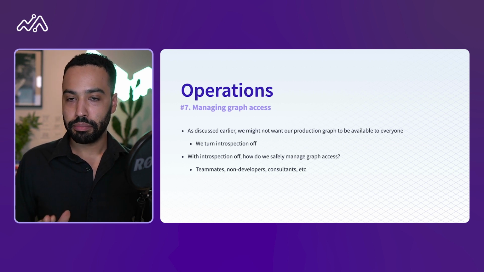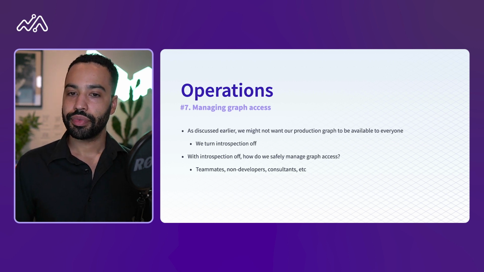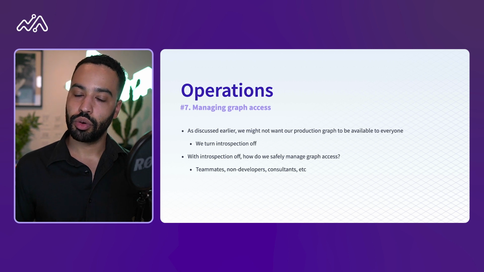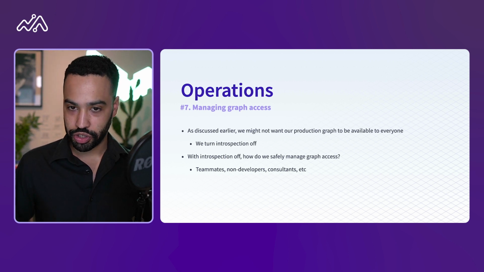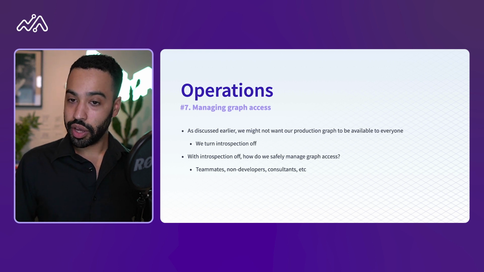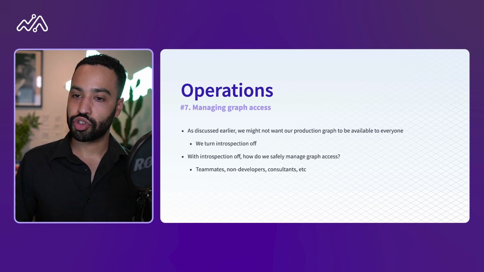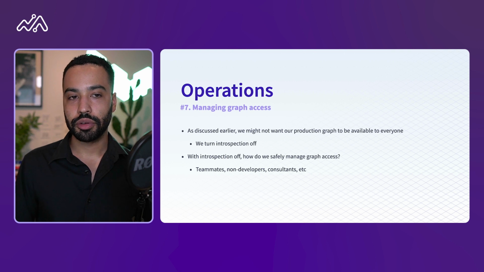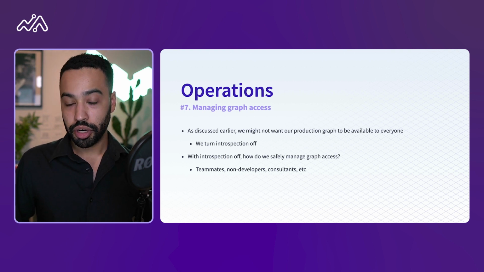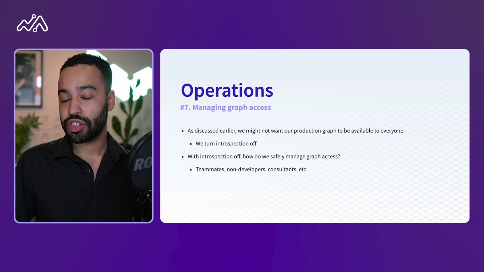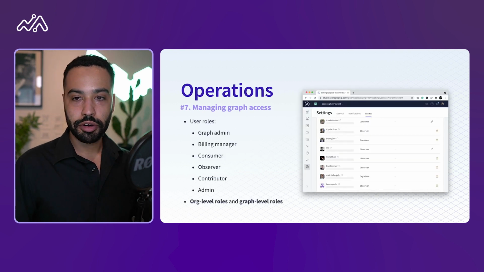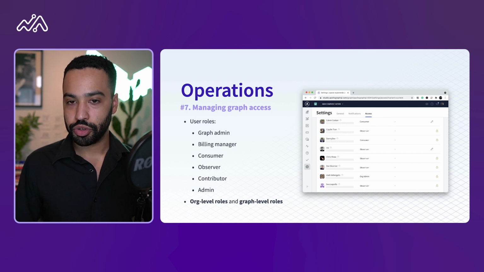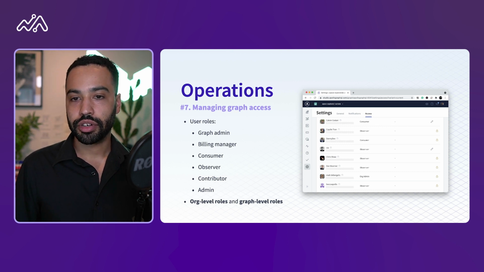Number 7, managing graph access. As we discussed earlier, we probably don't want our production graph to be available to everyone, so we turn introspection off. There is a way, however, to safely manage graph access for teammates, non-developers, consultants, and pretty much anyone in your org, given you'd registered your graph. In Apollo Studio, you can add admins, consumers, observers, contributors, and so on, making sure that users have the correct level of access to your graph.